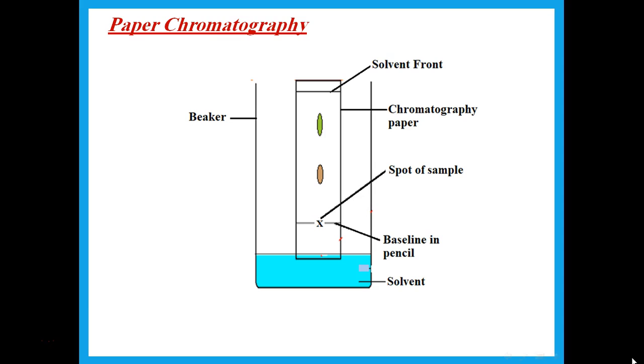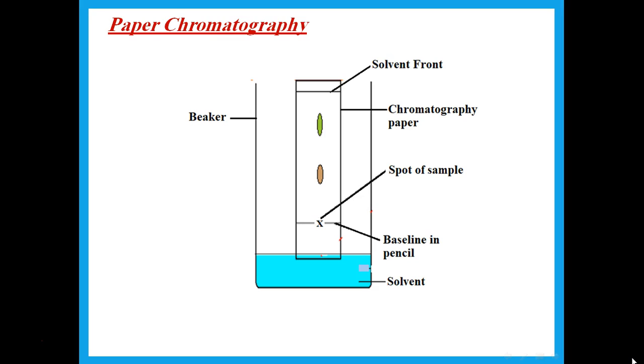Okay. Paper chromatography is another method. Now, paper chromatography is used for what? It is used to determine how many substances are in a certain mixture. So, for example, if I have a mixture of dyes, or a mixture of sugars, or a mixture of amino acids, I will put a spot of the sample on a baseline.